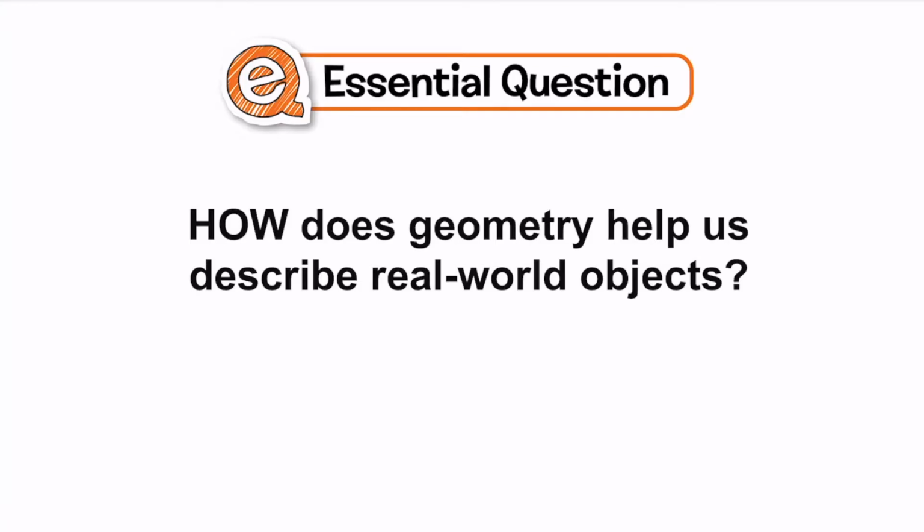This is Mr. Fabella. This is going to be starting off Chapter 7, which covers classifying angles and identifying vertical angles and also solving for angles. But the essential question here is how does geometry help us describe real world objects?